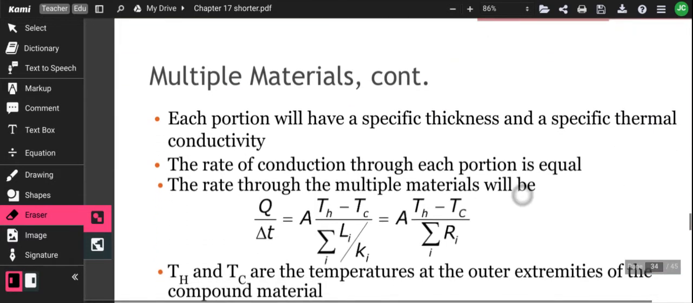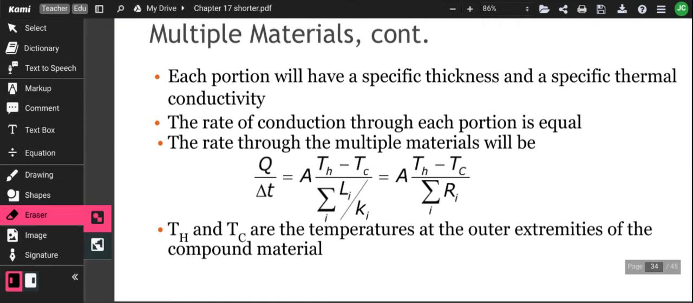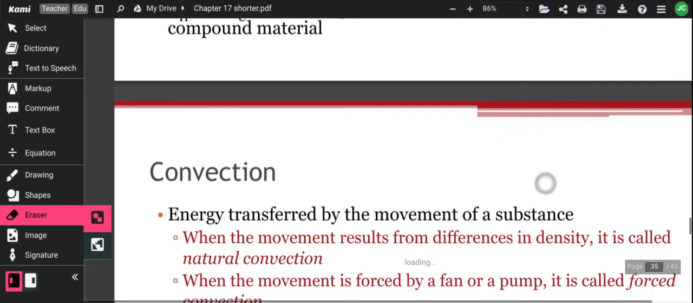If I have multiple materials, there's an equation. I will not ask you to know this equation. I'm not going to ask you anything about this, but I want you to know that if you did need to do multiple materials, there is a way to do that.